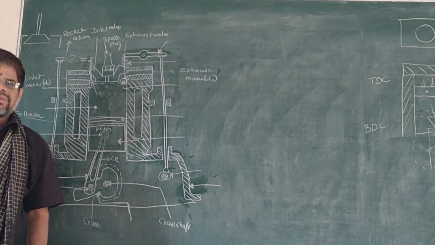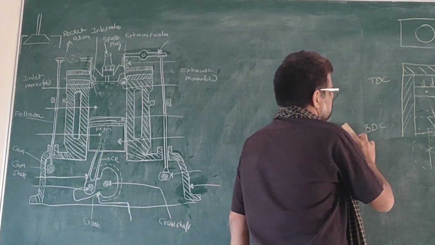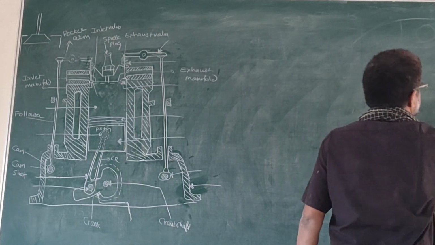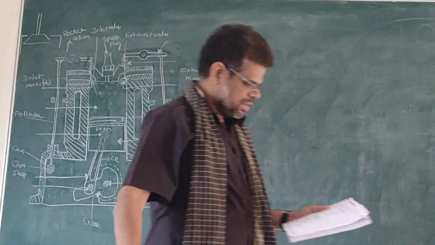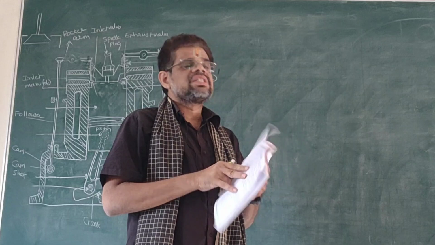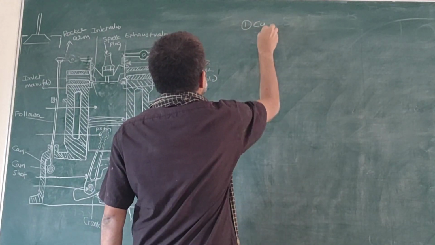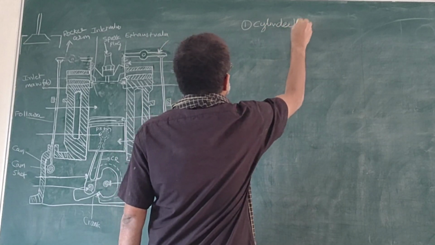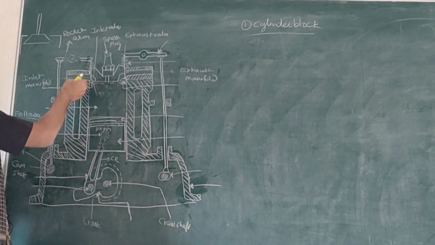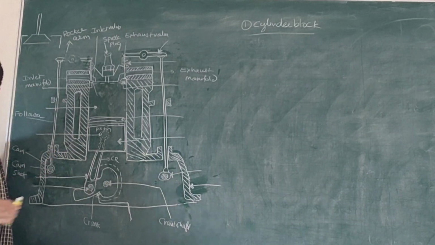Now let us discuss each and every part one by one. Have you drawn this? The first component is the cylinder block. So where is the cylinder block? From here to, not this one, from here to this one. This is the entire block.